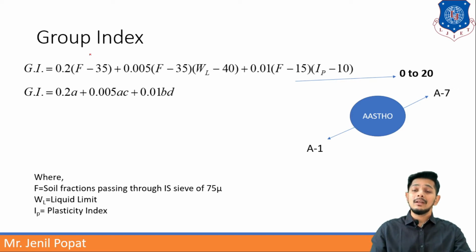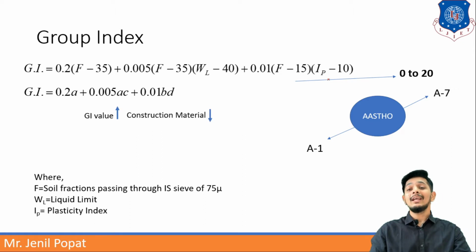Now this long formula has been shortened with the letters A, B, C, D. F minus 35 is known as A, WL minus 40 is known as C, F minus 15 is known as B, and IP minus 10 is known as D. Now GI generally varies between 0 and 20.